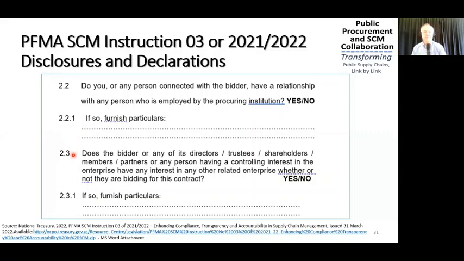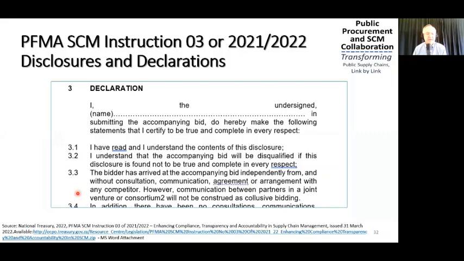Does the bidder or any of its directors, trustees, shareholders, members, partners have a controlling interest in the enterprise, have any interest in any other related enterprise, whether or not they're bidding for this contract, yes or no? So this is similar to what has been in there before. If so, furnish particulars. And then there's the declaration. And in the declaration, there's the person who's doing it. I've read and understand the context of the disclosure. Understand the accompanying bid will be disqualified if the disclosure is found not to be true and complete in every respect. The bidder has arrived at the accompanying bid independently from and without consultation, communication, agreement, or arrangement with any other competitor. However, communication between partners in a joint venture will not be construed as collusive bidding.